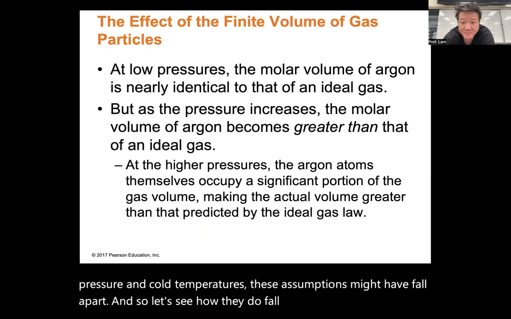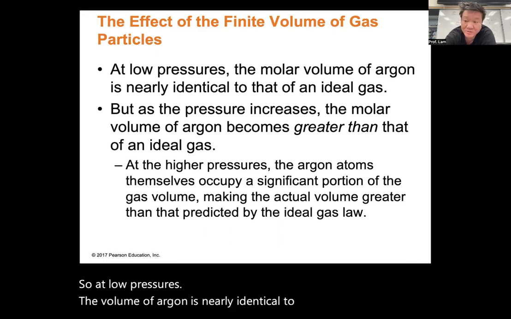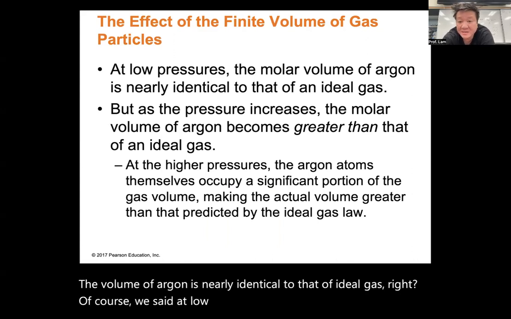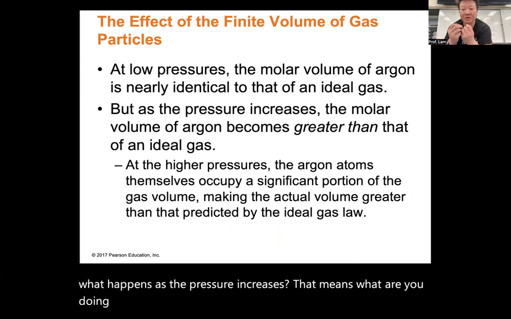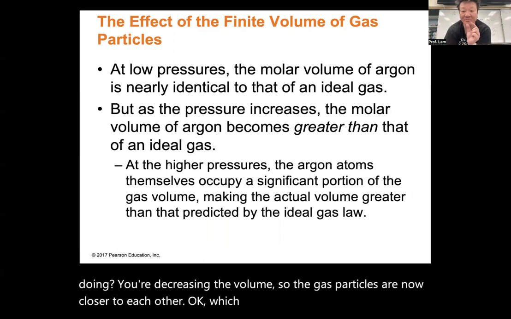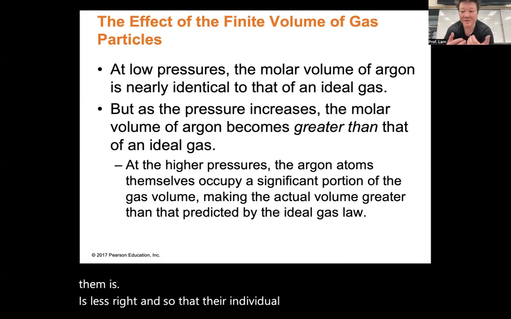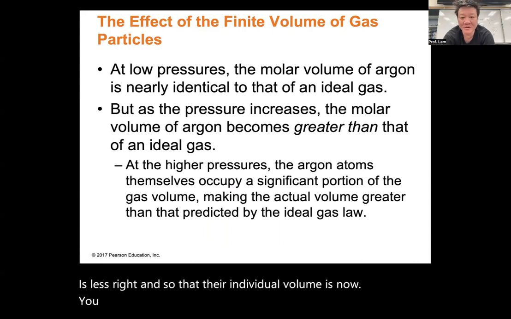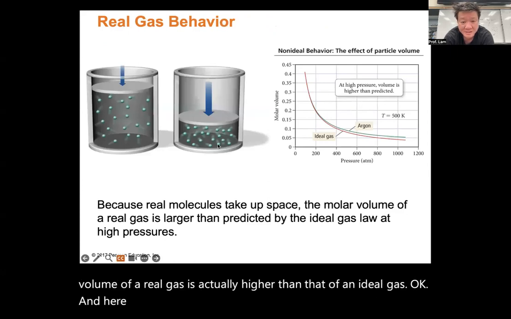So at low pressures, the volume of argon is nearly identical to that of ideal gas, right? Of course, we said at low pressures, gases behave ideally, right? But what happens as the pressure increases? That means you're decreasing the volume. So the gas particles are now closer to each other, okay? Which means the distance in between them is less, right? And so their individual volume is now more significant than before. And so what that means is the volume of a real gas is actually higher than that of an ideal gas. Okay. And here in the picture, you can see that, right?